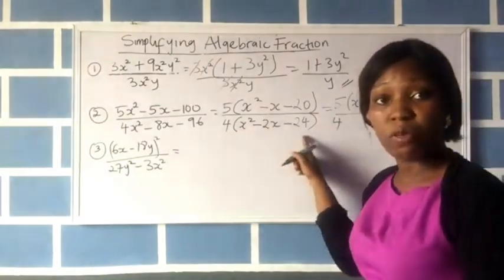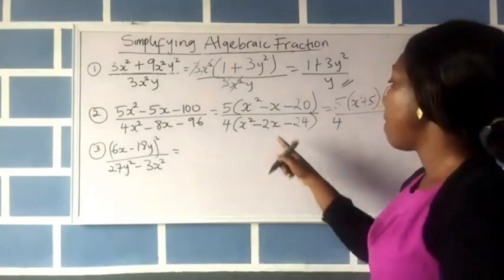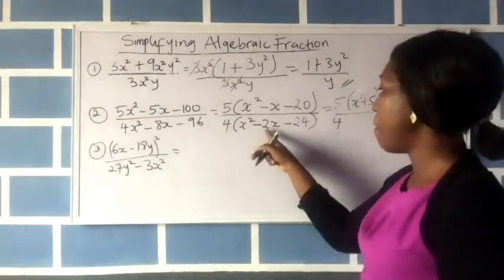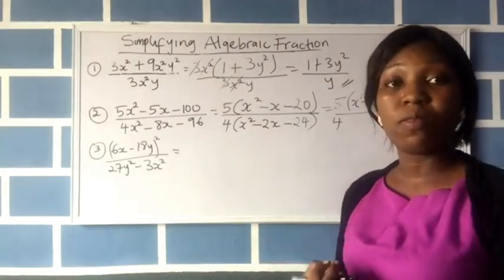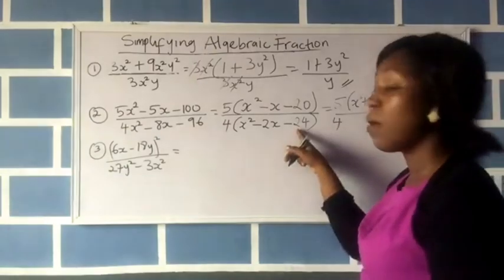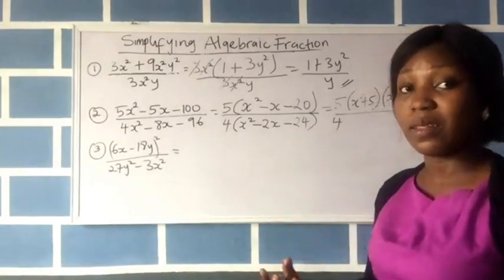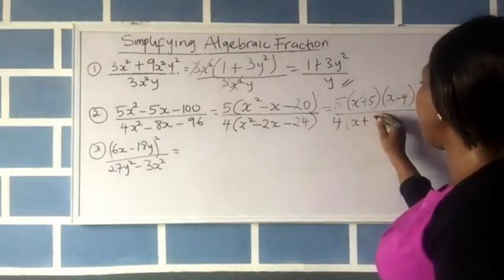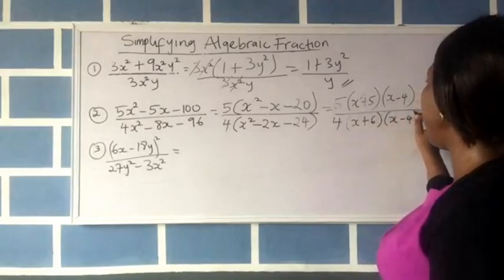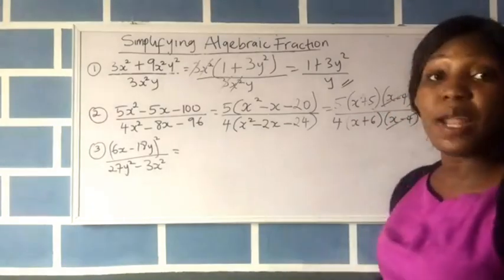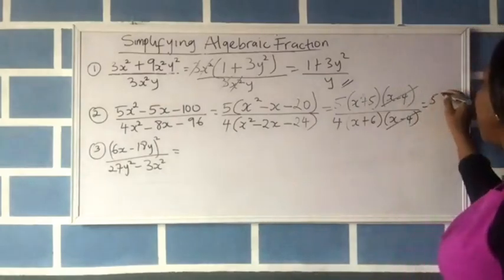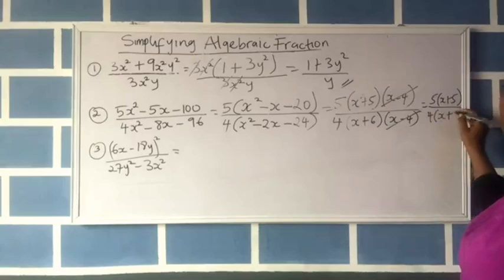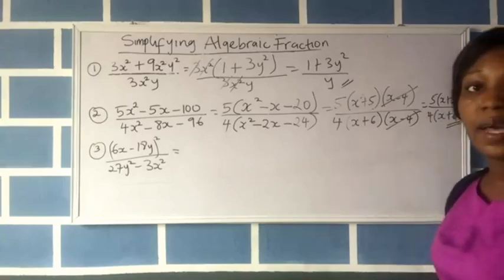For the denominator, I will have to factorize this. The two values are minus 6 and plus 4. Minus 6 plus 4 gives us minus 2, and minus 6 times plus 4 gives us minus 24. So after factorizing, my answer becomes x minus 6 and x plus 4. Now this will cancel this, so I'm left with 5 bracket x minus 5 divided by 4 bracket x minus 6, and this becomes my final answer.